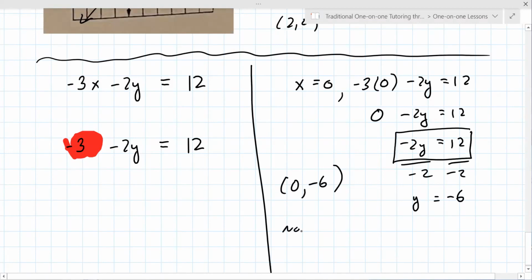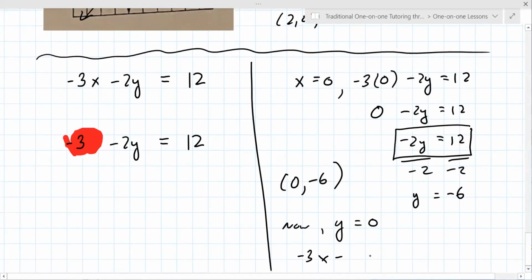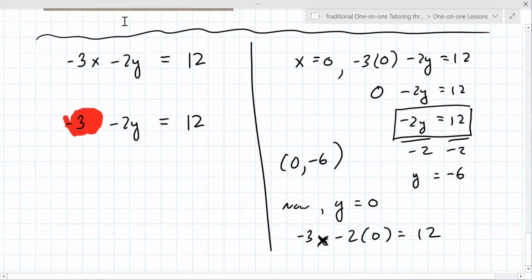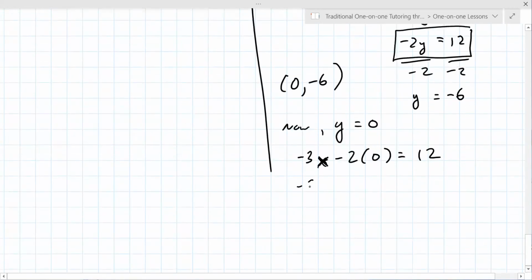Now y equals 0. You go back to the original, completely, and put 0 in for y. You always go to the original. Okay, and then you do 3. So this becomes minus 3x minus 0 equals 12. Does the 0 contribute anything? No. It's minus 3x equals 12.